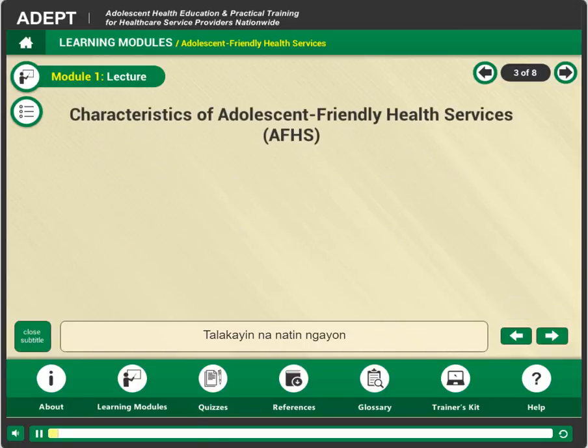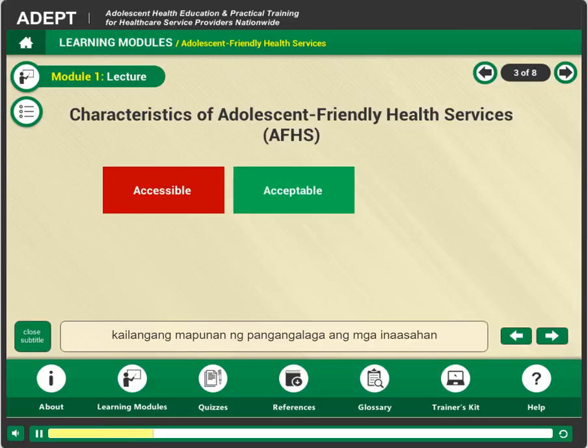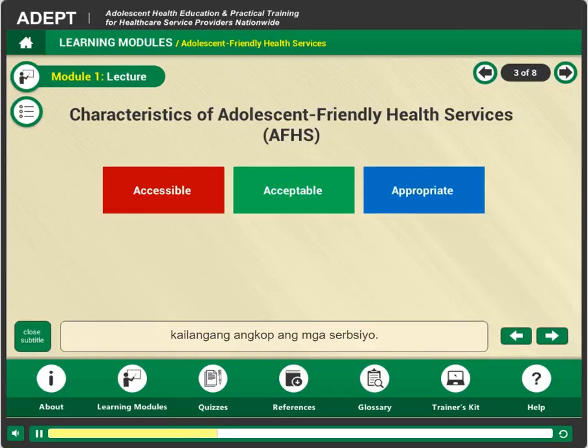Let us now discuss the characteristics of adolescent-friendly health services. First, the services have to be readily accessible. Second, the services have to be acceptable. In other words, the care should meet the expectations of the adolescent using the services. Third, services have to be appropriate. It means that the required care is provided and unnecessary and harmful care is avoided.